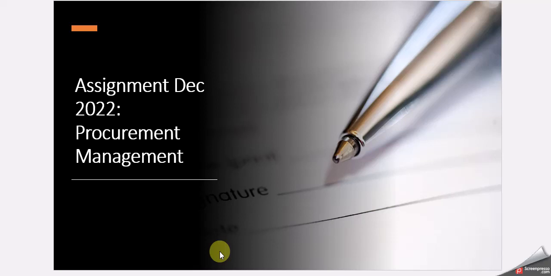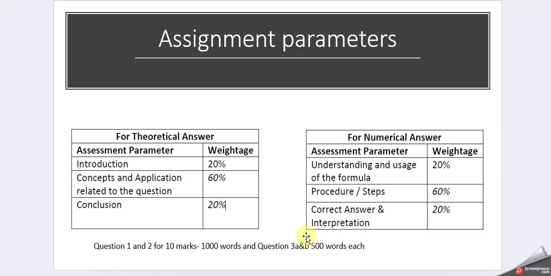So this is the assignment solution for December 2022 procurement management. Here I'm trying to share how we can answer the assignments to the best of my knowledge. Let's go ahead with the parameters we have to keep in mind while answering the assignment questions.